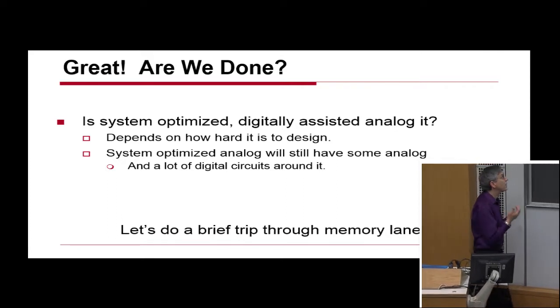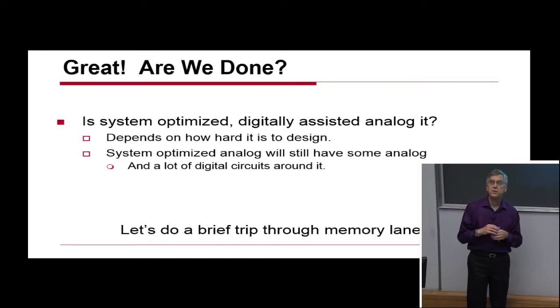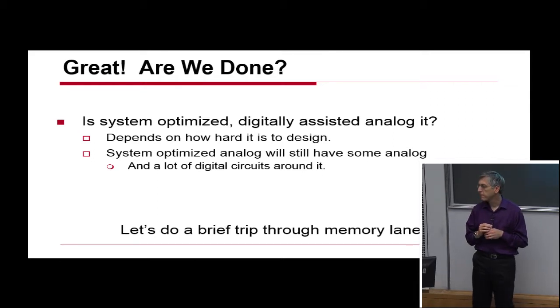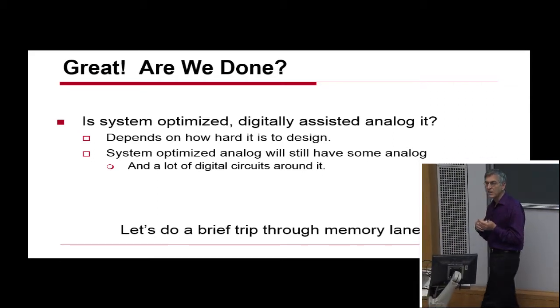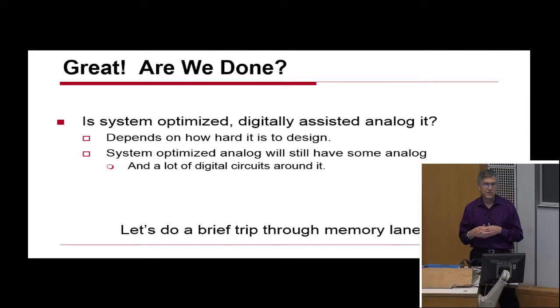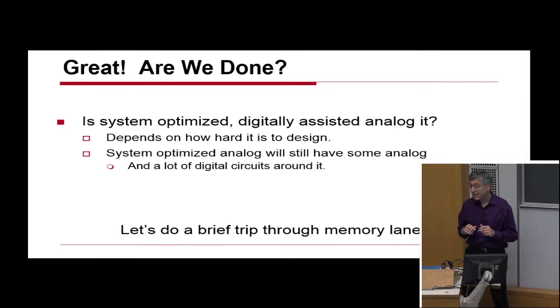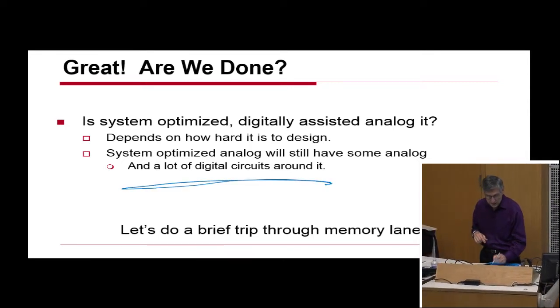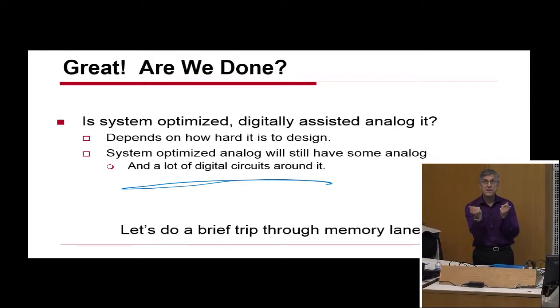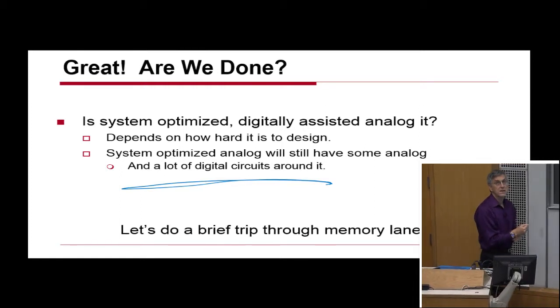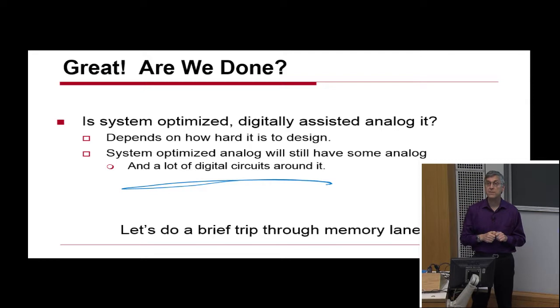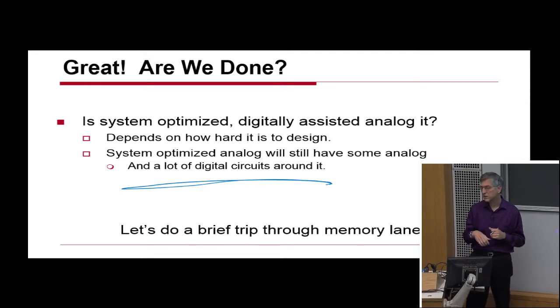So the question is, are we done? Is that basically the best we can do from a CAD perspective for analog design? That depends on how many analog circuits you really need to do in these digitally assisted, system-optimized analog systems. Now the problem is that these systems are still going to have some analog, and they're going to have lots of digital circuits around it as well. So the question is, is it easy to build these combination digital and analog circuits? And are there tools that we could build in this new environment that would make these designs easier? And that's basically what the talk's going to be about.